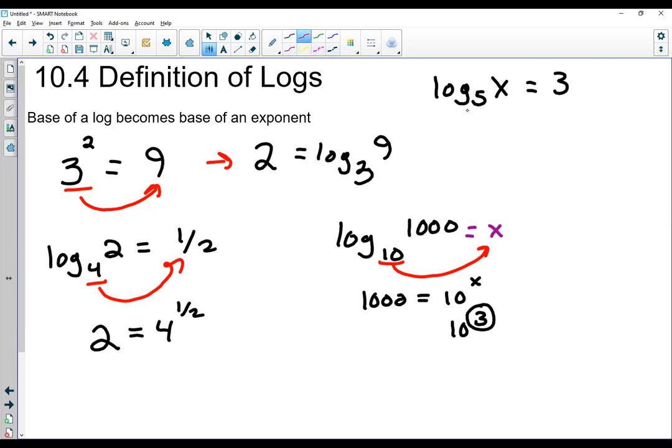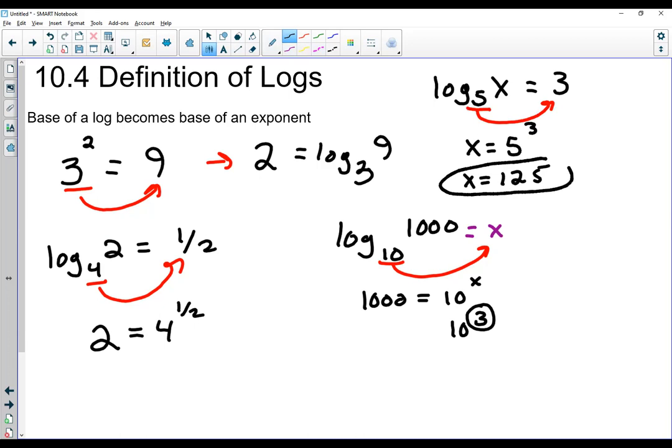All right, this one, please don't forget this. It's literally like 75, if not 80% of your tests. The base of a log, when you move it to the other side, becomes the base of an exponent. X equals 5 to the third power. So 25 times 5, which is 125. Would you want us to simplify it all the way? No, I'll do 125 in this one. Okay.